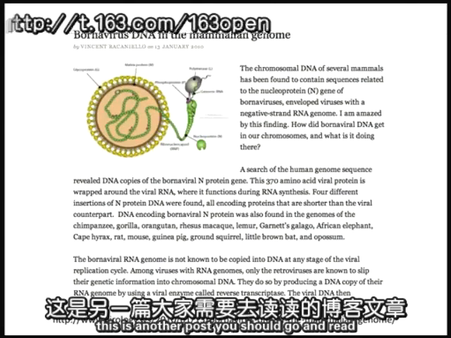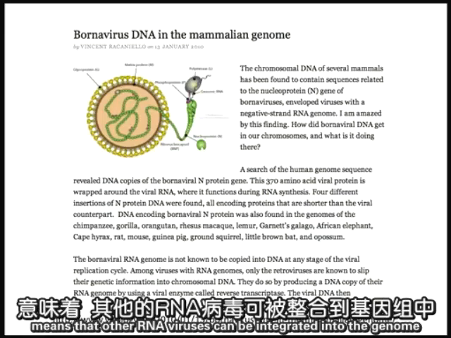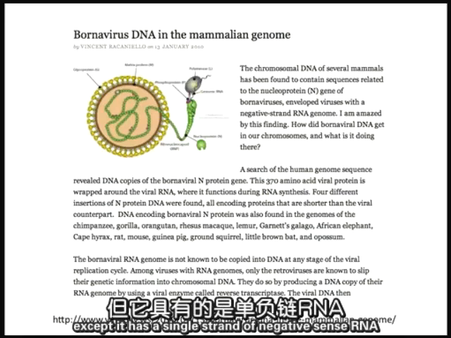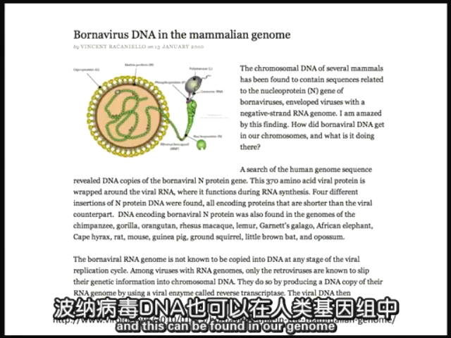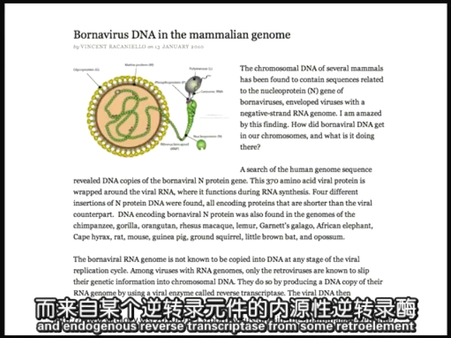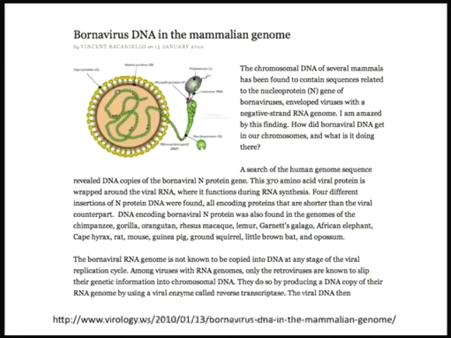And finally, I want to end with this. This is another post you should go read. The fact that our genome contains reverse transcriptase means that other RNA viruses can be integrated into the genome. Borna is a negative strand RNA virus like flu, except it has a single strand of negative sense RNA. And this can be found in our genome, as Bornavirus DNA. The idea is it infected a cell at some point millions of years ago, and endogenous reverse transcriptase from some retroelement made a DNA copy of this virus, and it integrated into the genome. So take a look at that.